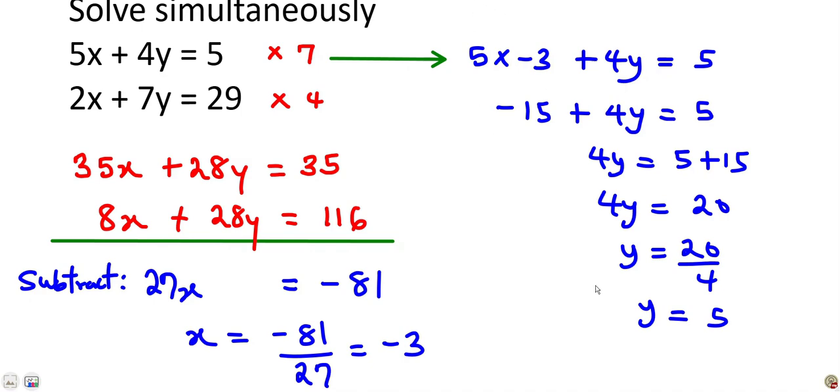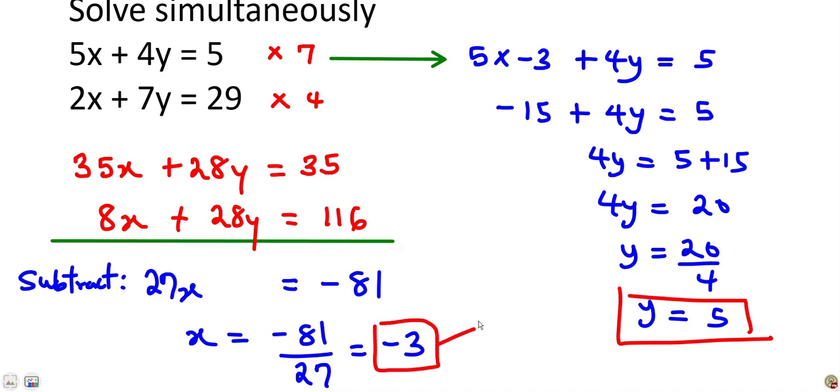So in summary, y is 5 and x is going to be minus 3. That's the value for x.